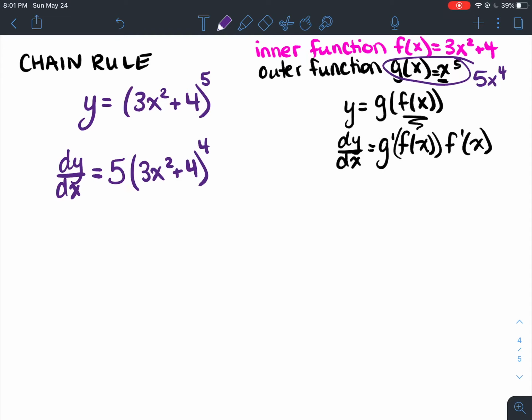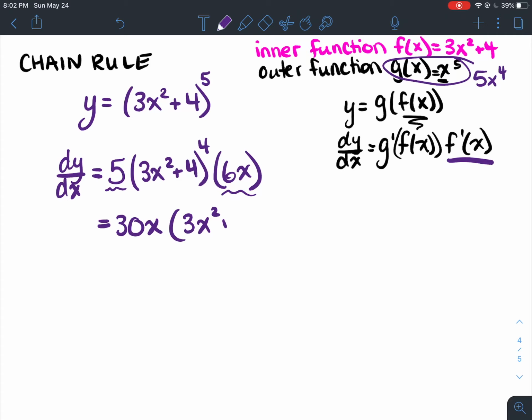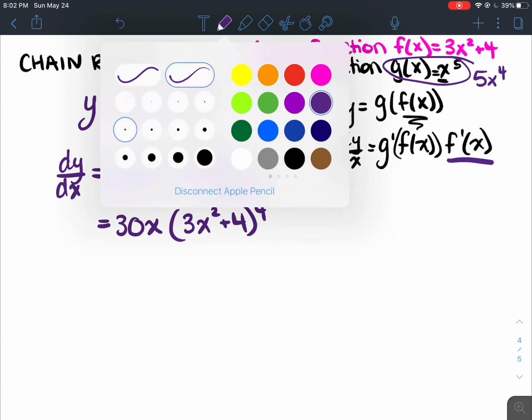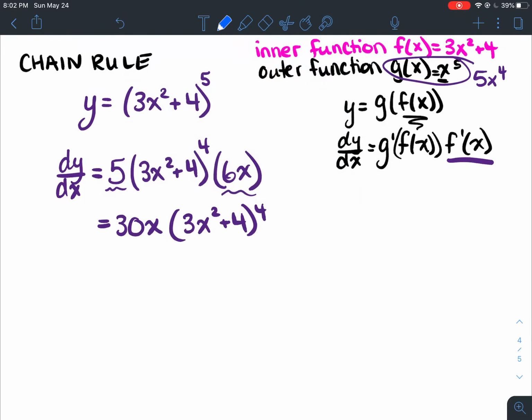Okay, now we times it by the derivative of the inner function, which is 6x, right? Because 3 times 2 would be 6, and then the 2 minus 1, and then 4 is nothing, so there you go. And then we just make it look a little nicer. Like, I think I might multiply the 5 and the 6x, making it 30x times (3x squared plus 4) to the power 4. So that's chain rule. It lets us find the derivative of a function within a function.